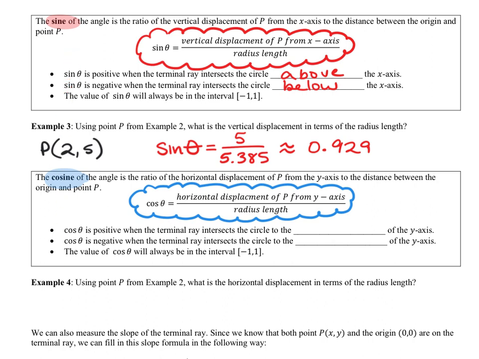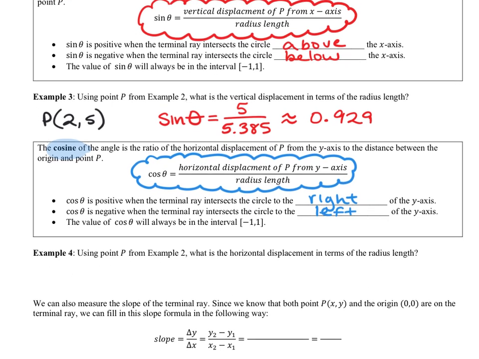Cosine of theta is positive when the terminal ray intersects the circle to the right of the y-axis, because that means my horizontal displacement is positive. And cosine of theta is negative when the terminal ray intersects the circle to the left of the y-axis. The value of cosine, again, will also always be between -1 and 1. It has to do with how it looks when you're graphing it and moving around a circle.